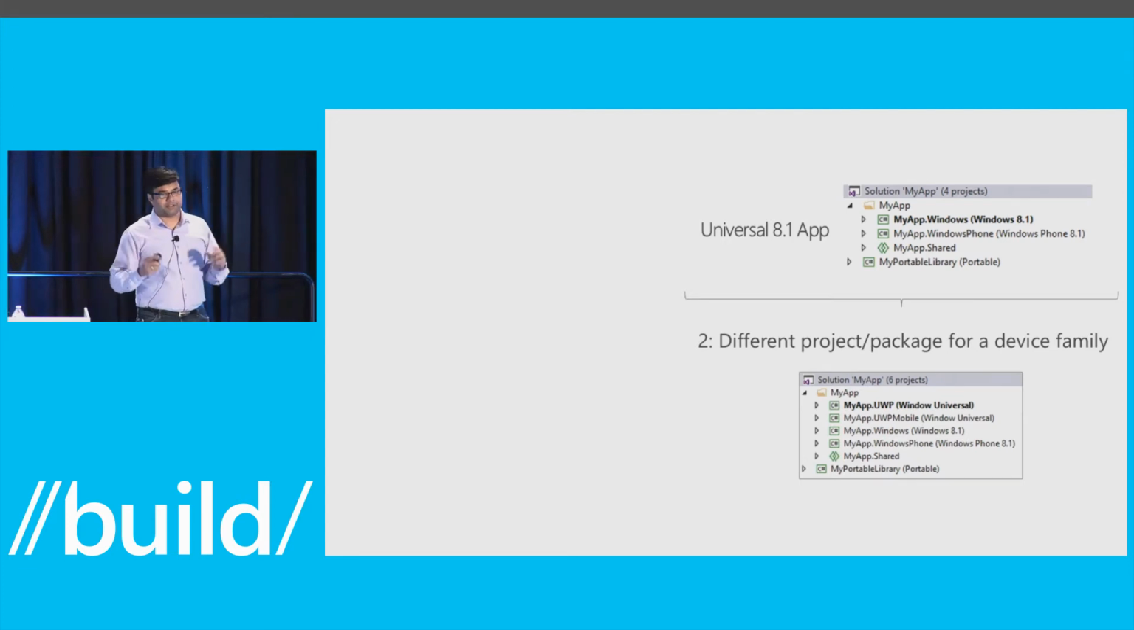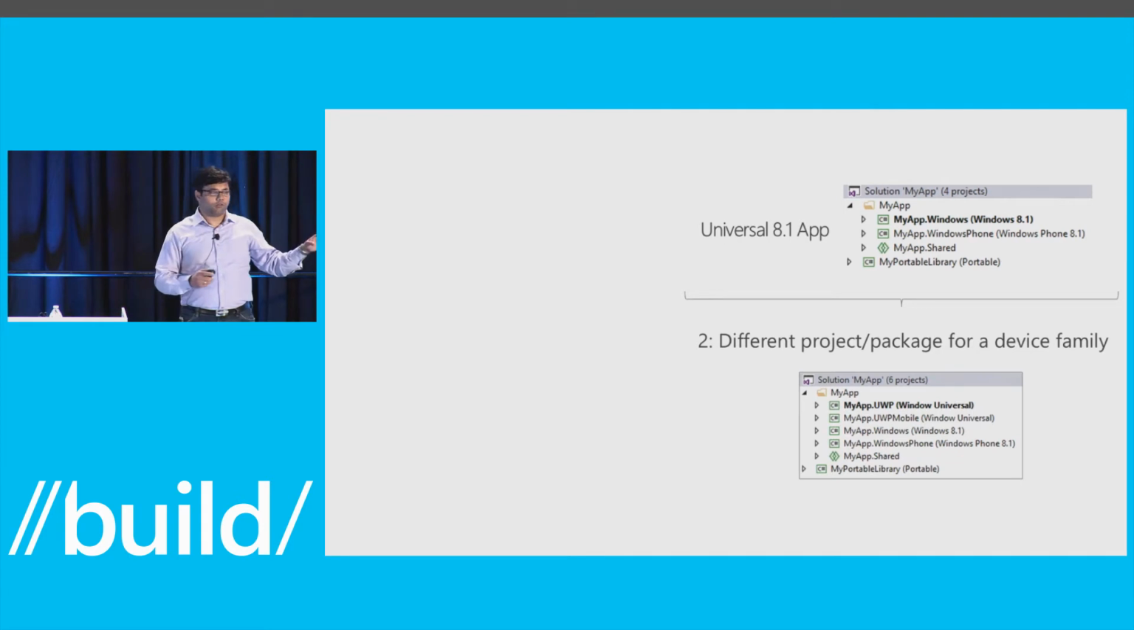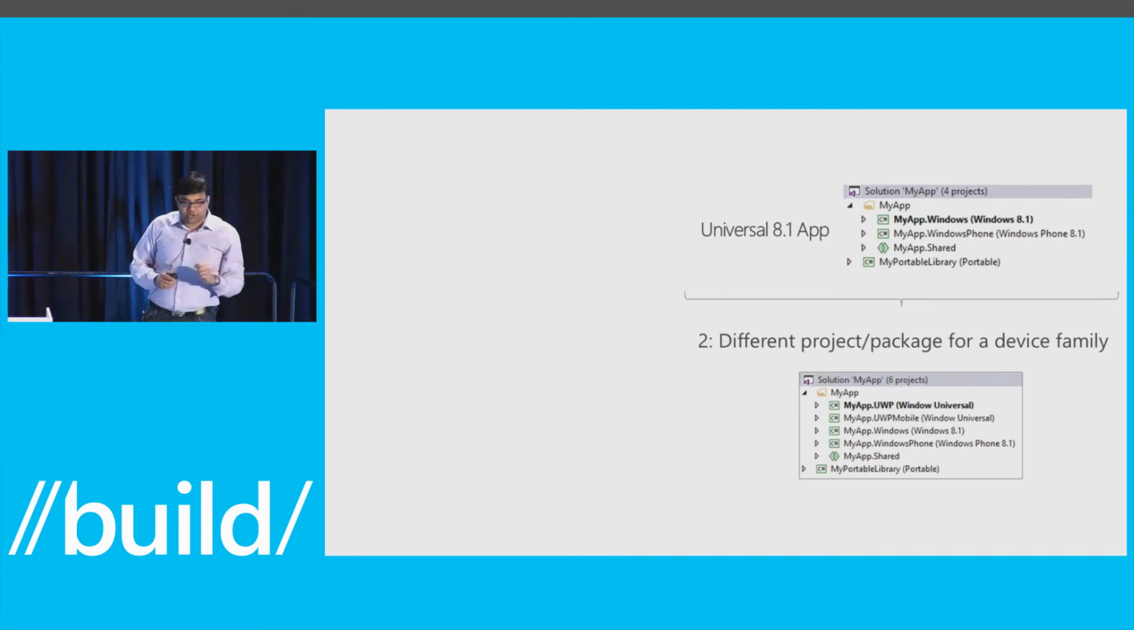Now, if you care specifically about creating a package which is specific to a Windows 10 device family. As an example, because of some constraints, you want a specific package to go for Windows Mobile and a different package to go on the rest of the devices. You can still do that.